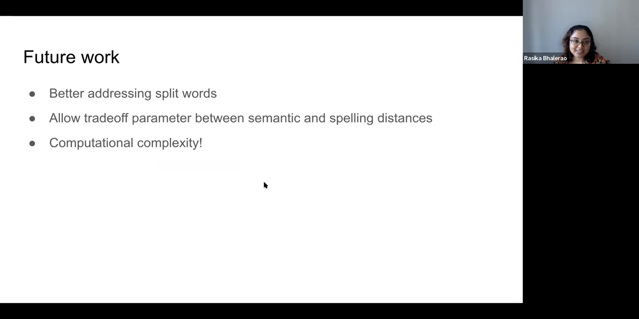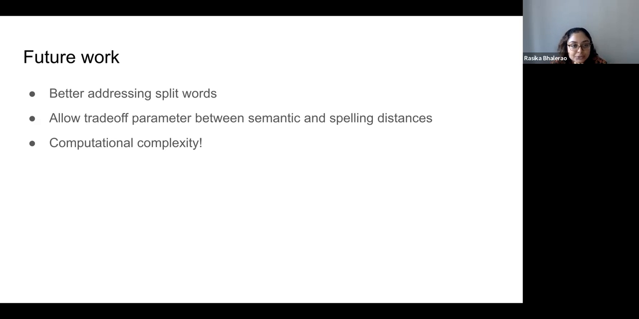So that's our method. Future work would include better addressing split words, because right now each piece of the word gets its own word vector. If there was some way to address this, we could do the very computationally complex thing where we try every single possible place where you could put the space or remove the space. Of course, that is very complex and would take a long time.